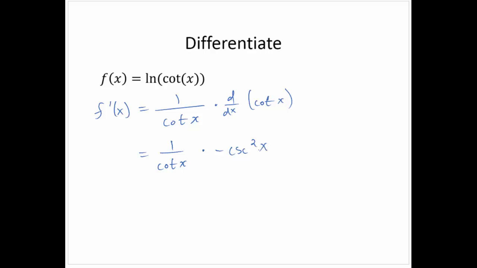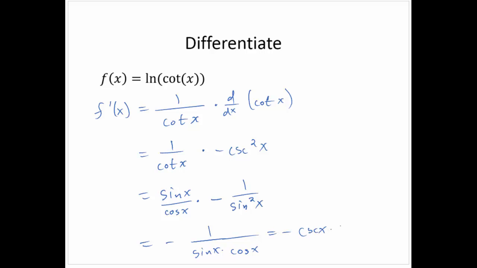Alright, I'm going to see if I can write this in terms of sines and cosines. Now, 1 over cotangent x, well, that's the same as tangent x, so that would be sine x over cosine x times negative 1 over sine squared x. Now we can remove a common factor of sine x, and so I'll write this as negative 1 over sine x cosine x. Or negative cosecant x secant x.